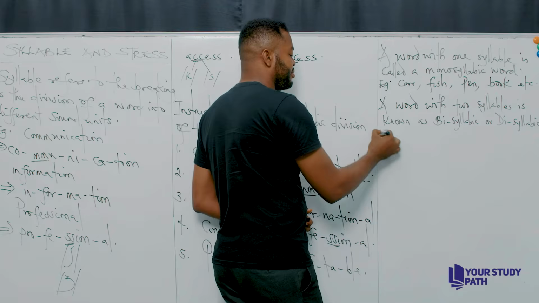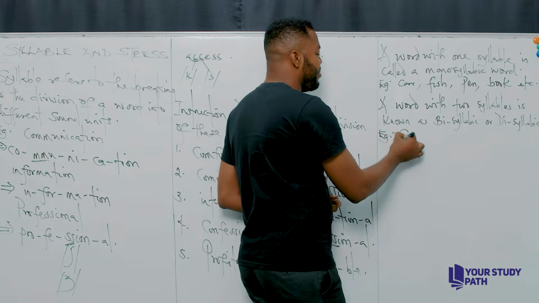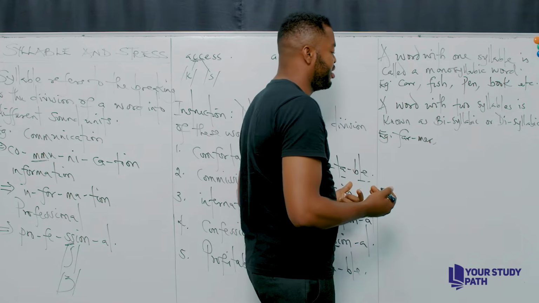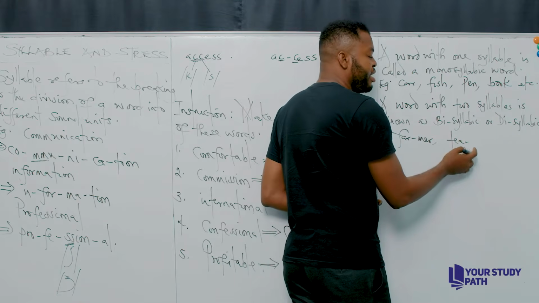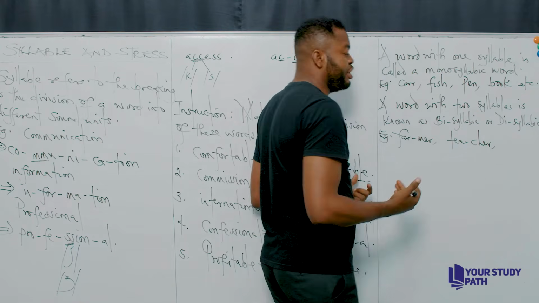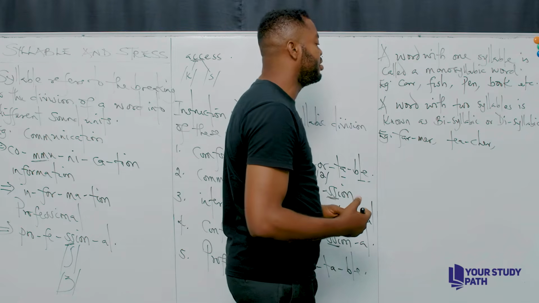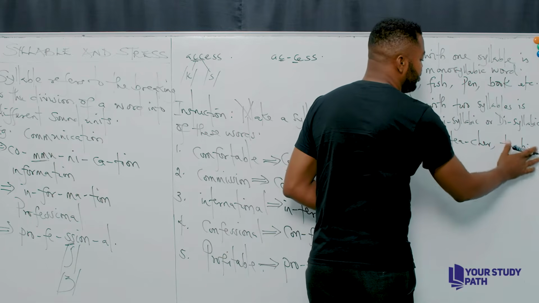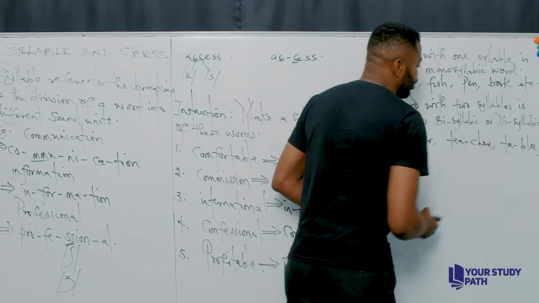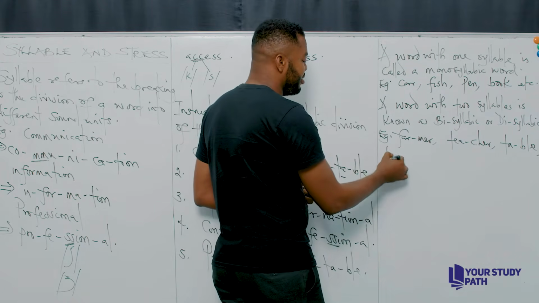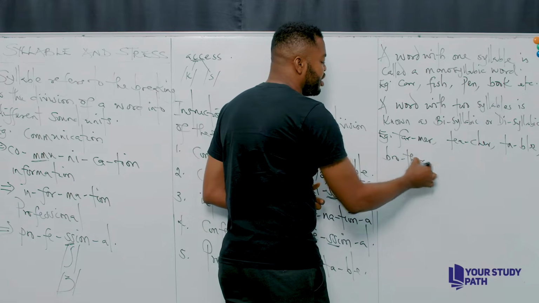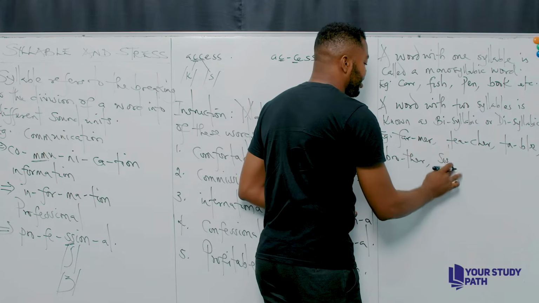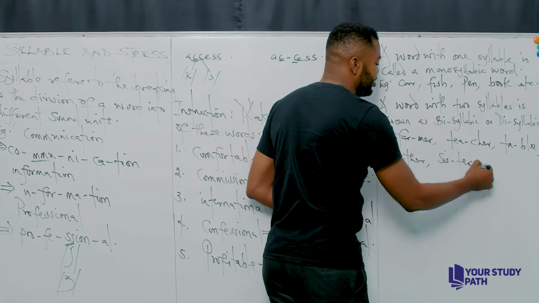For instance, you have a word like farmer. F-A-R-M-E-R, that's farmer. You can have a word like teacher, T-E-A-C-H-E-R. You can have a word like table, T-A, then B-L-E, that's table. You can also have a word like brother, B-R-O-T-H-E-R. You can as well have a word like sister, S-I-S, then T-E-R, and many more.